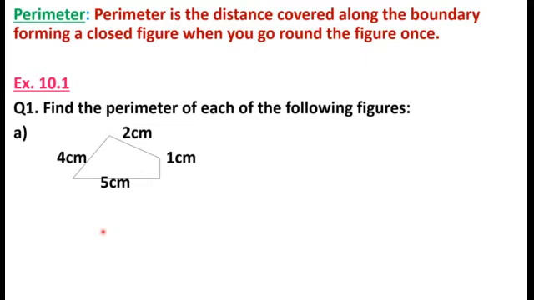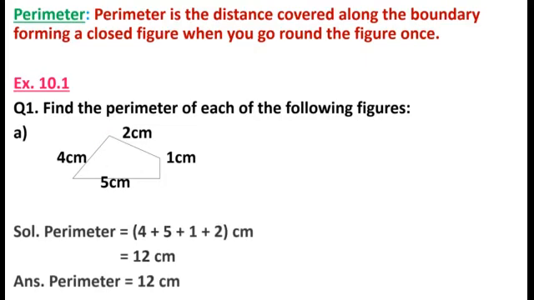So let us find the perimeter of this figure. As you can see here, this is 4 centimeter, then the second side is 5 centimeter. This is 1 centimeter length and this is 2 centimeter length. So the perimeter will be 4 plus 5 plus 1 plus 2 centimeter. That means the total is 12 centimeter. So the perimeter of this figure is 12 centimeter.